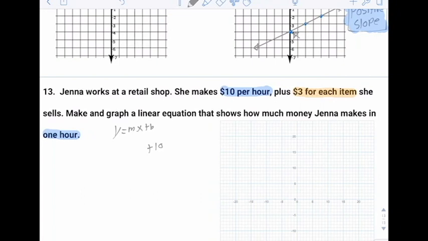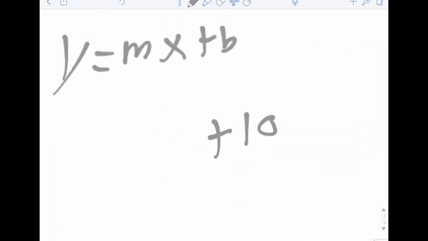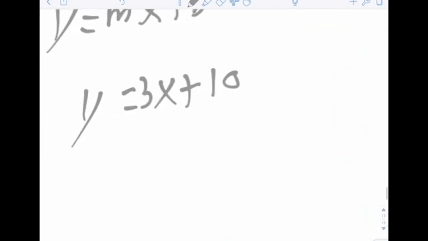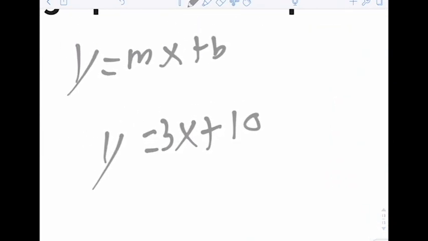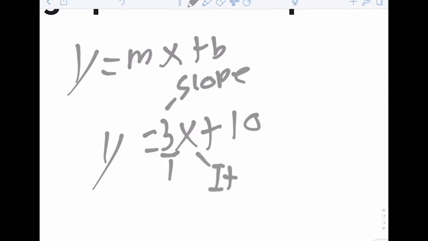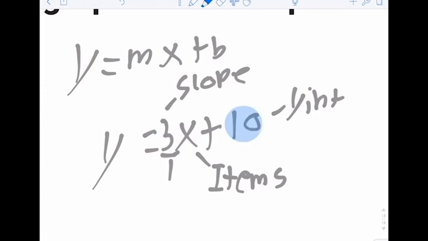And then she's given $3 for each item she sells. So you want to do 3 and then equals Y. And let's include the X here. So in this case, 3 would be our slope, or 3 over 1. Let's change it to 3 over 1. X would be the number of items she sells. And 10 would be the Y intercept. So let's go ahead and color code this.